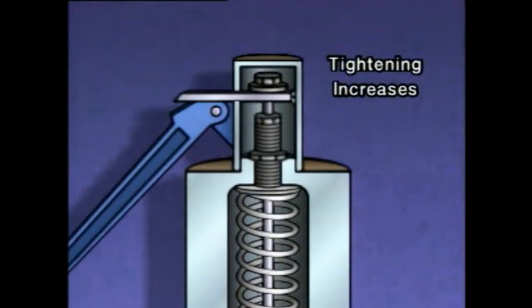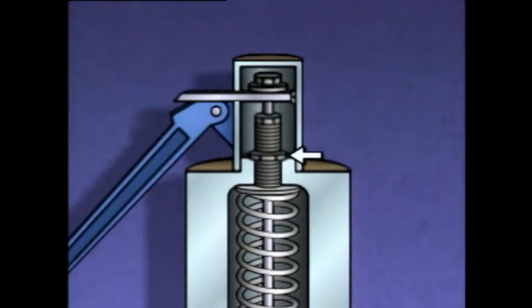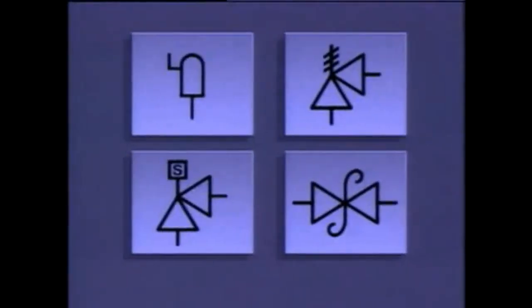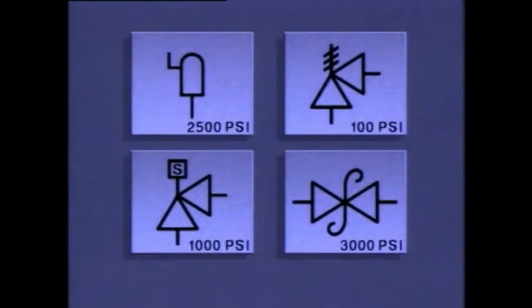Tightening the adjusting screw increases the force exerted on the disc, thereby raising the pressure setting at which the valve opens. Loosening the adjusting screw reduces the amount of force on the disc and allows the valve to open at a lower pressure. The lock nut holds the adjusting screw in position after the force exerted by the spring has been set. On a piping system diagram, a safety valve could be represented by any of these symbols. These symbols are similar to the ones used to represent relief valves. Often the valve's operating set point is also included beside the symbol.